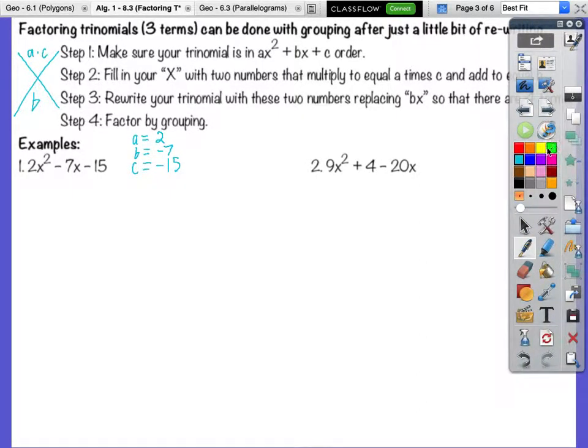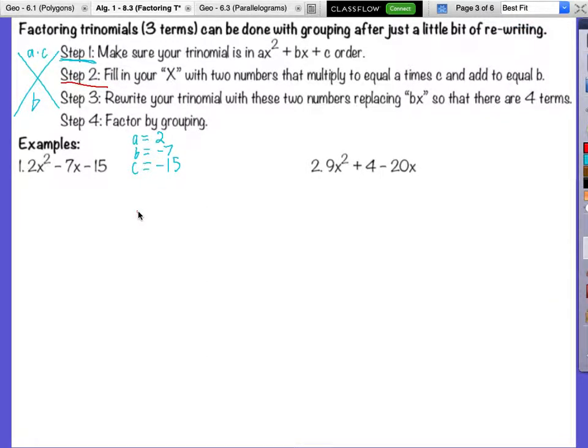Step 2, what I'm going to do here, guys, is I'm going to underline this to make sure we have it in step 1. Step 2 here, we're going to make an X. So we'll make an X, I'll make this off to the side here. And we're going to fill it in.